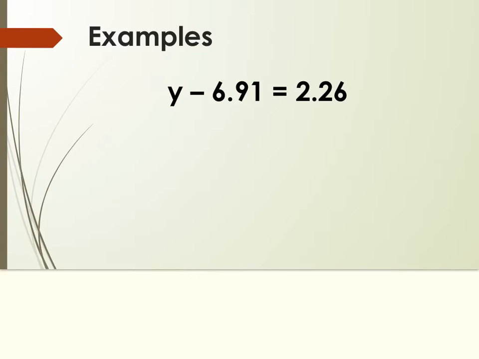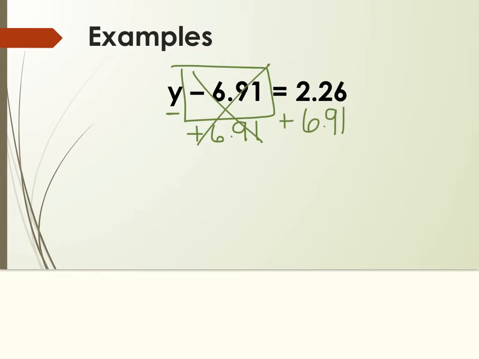y minus 6.91 equals 2.26. We want to find out what the y is and get it by itself. And we are left with the negative 6.91 that we need to find the inverse operation for. The inverse operation is to add 6.91, and we do that to both sides. This cancels out the negative 6.91 and leaves us with y.